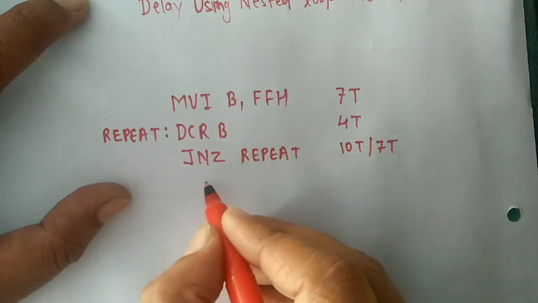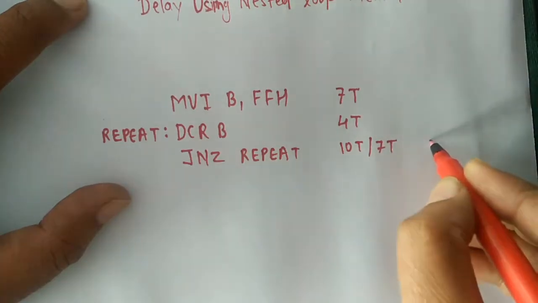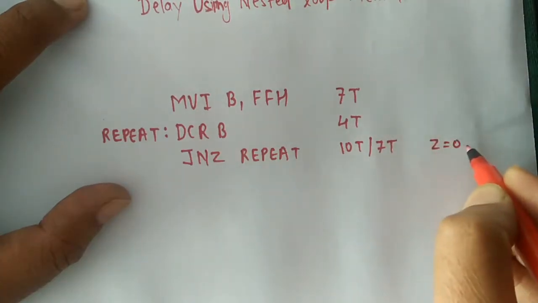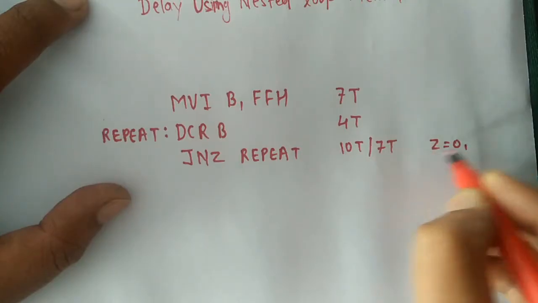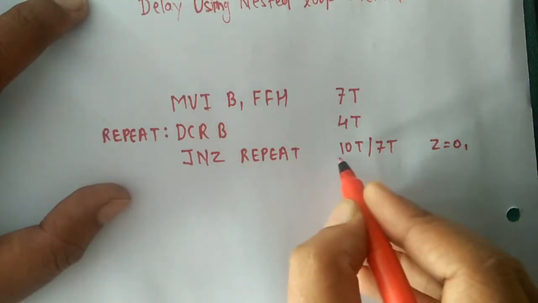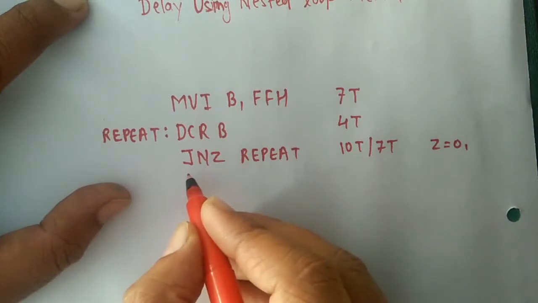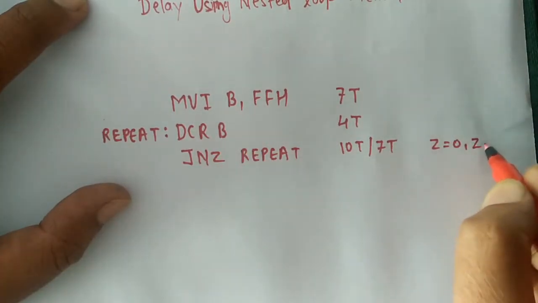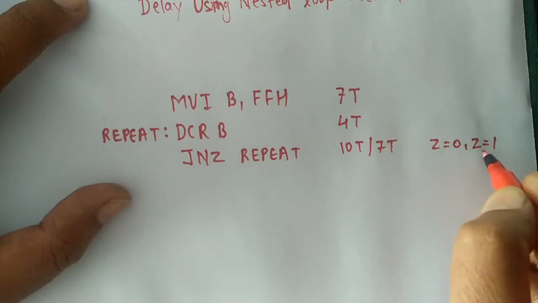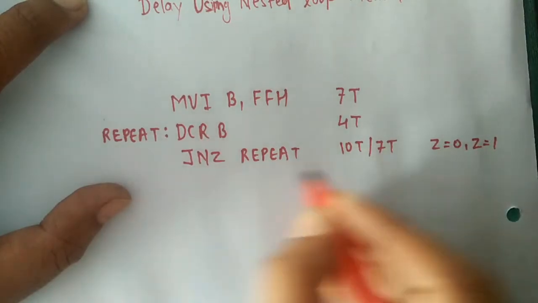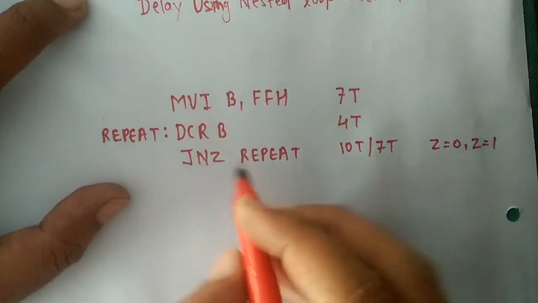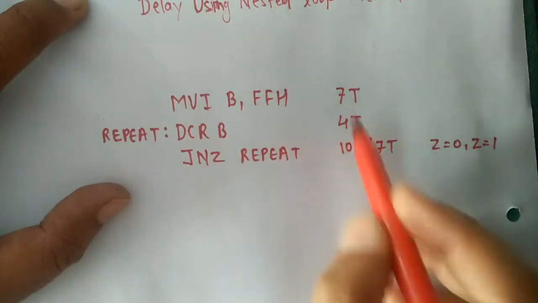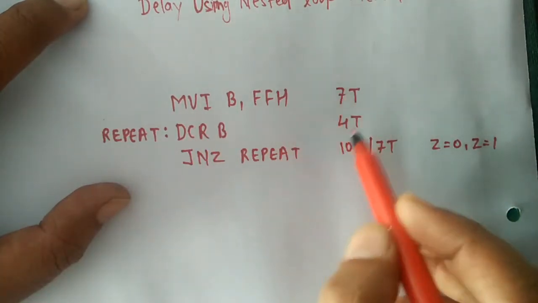The JNZ instruction will check for the zero flag, Z equal to 0. Until it gets Z equal to 1, this instruction will take 10 T states, and at last, when the content of the B register is 0, this instruction will encounter Z equal to 1, and in that case this instruction will take 7 T states. So in order to get the total delay here, we will simply add all the time delays.